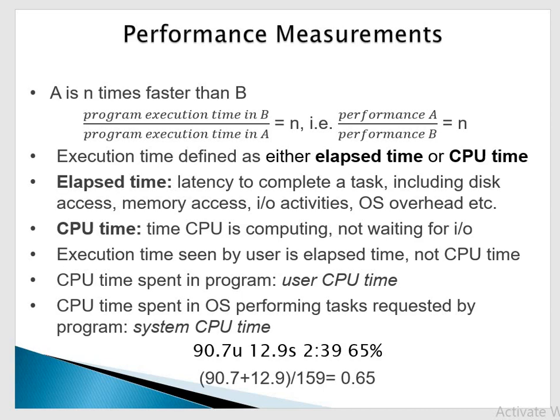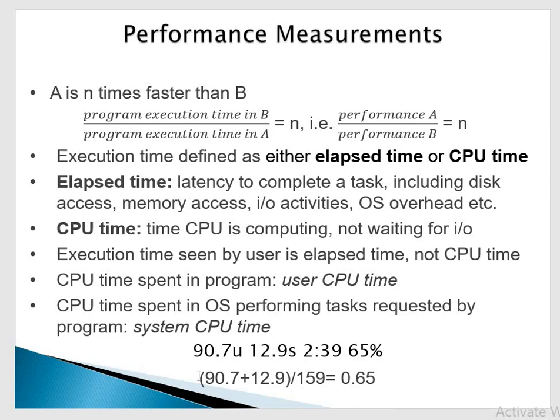But if I look at the details of that elapsed time, it will have CPU time, and CPU time further will be divided into two parts. One is called user CPU time, another is called system CPU time. User CPU time is purely the time taken by the processor to complete the task of the user. But during the completion of that task, if the program needs to request the operating system to perform some operation on behalf of that program, that time taken by the computer will be known as the system CPU time.